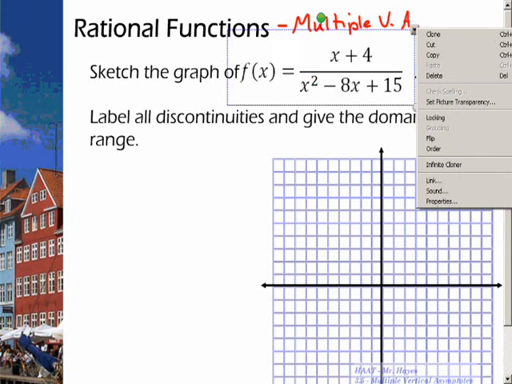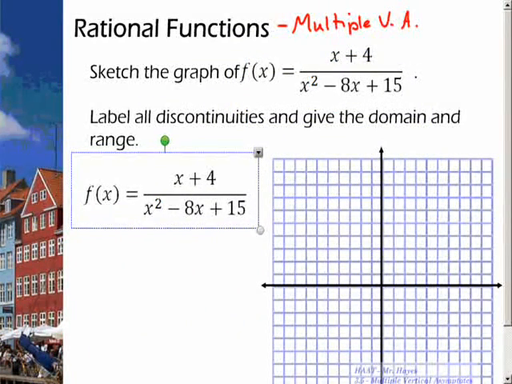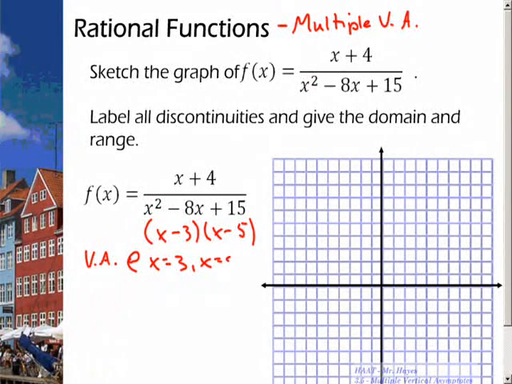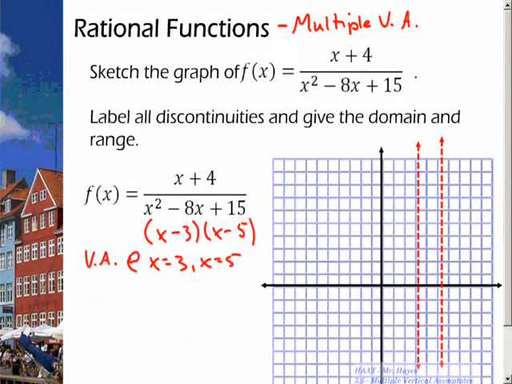To do that, it's pretty much the same steps as finding a regular rational equation. You're going to factor out the bottom here, so you get x minus 3, x minus 5. That means we have vertical asymptotes at x equals 3 and x equals 5. Go ahead and draw those in like what we normally would do with our regular rational expressions like we were doing before.